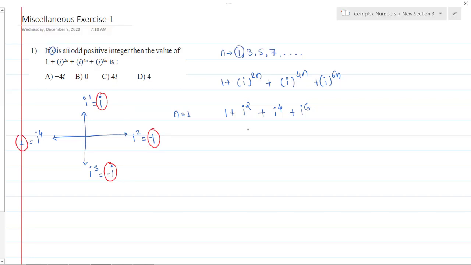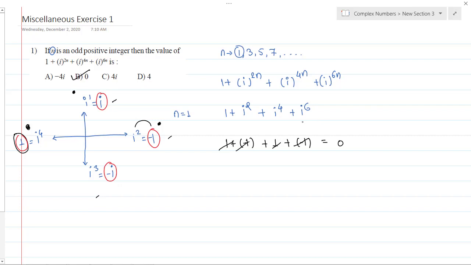So it's 1. What is i raised to power 2? i square is minus 1, so it's minus 1. i raised to power 4 is 1. i raised to 6 will be, if this is 4, this becomes 5 and this becomes 6. So i raised to 6 is equal to i raised to 2, which is minus 1. So we have 1 minus 1 plus 1 minus 1, which cancel, so it is equal to 0. So the correct answer is B. Is it okay everyone?